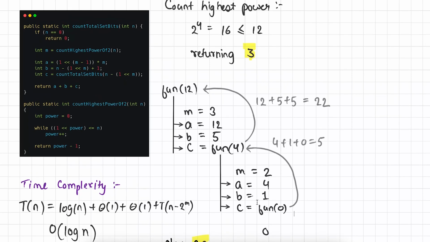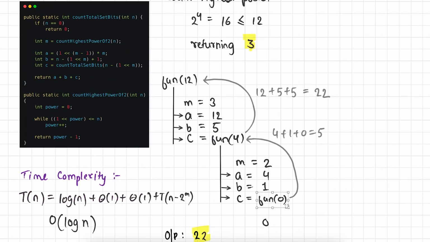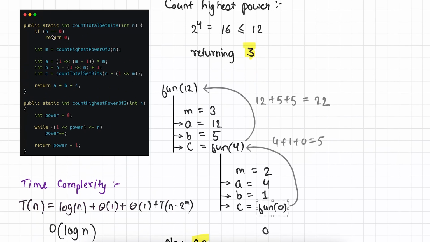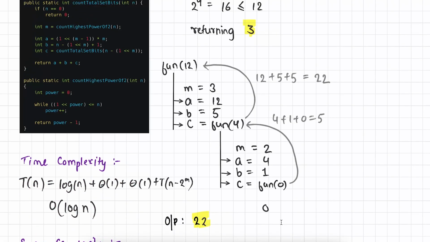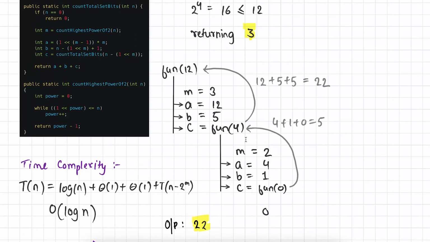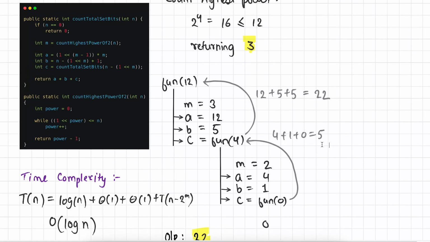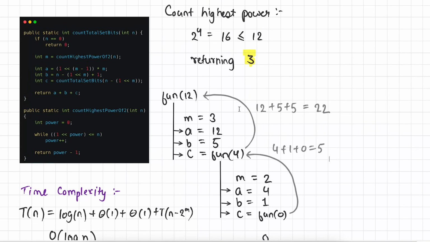So this time the value of n reduces to 0. And when this function calls f of 0, we hit the base condition where n is equal to 0, and it simply returns. So this function returns 0 to its parent, okay? So its parent calculates 4 plus 1 plus 0, meaning a plus b plus c, that is equal to 5, and returns the value to its caller. Its caller is f of 12.